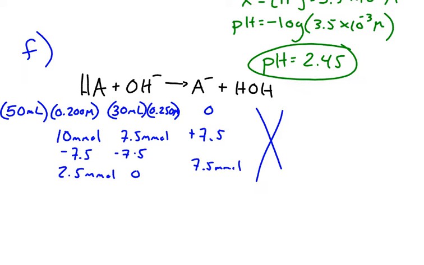Yeah. 7.5 millimoles of the other stuff is created. So, you're like, well, wait a minute. Where's the H plus in this? Great question. You could find out how much OH minus would redistribute back out, or this is how I see this.